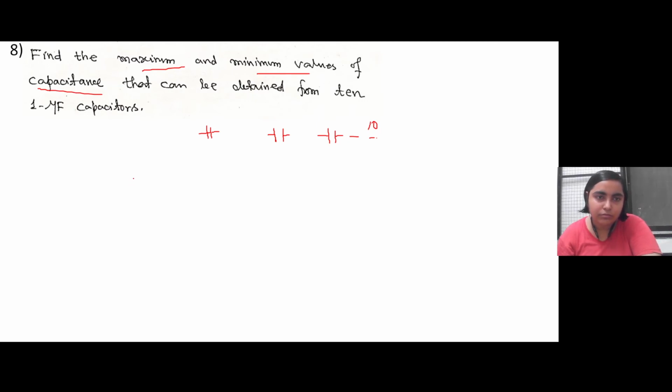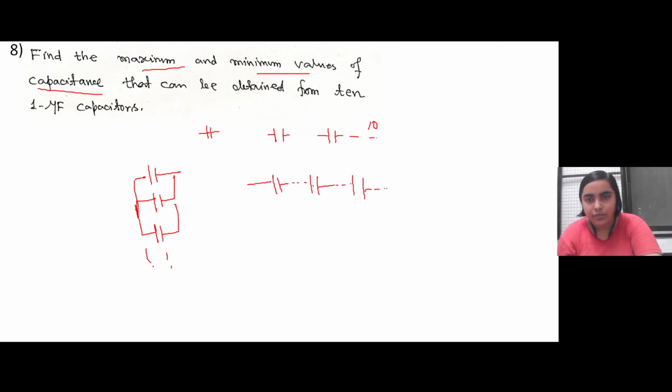Maximum value we will get if the capacitors are in parallel. Yes, because if the capacitors are all in parallel, the total capacitance will be the addition of all the capacitances, right? And it will go on. And the minimum will be when they are in series, like this, and it goes on.